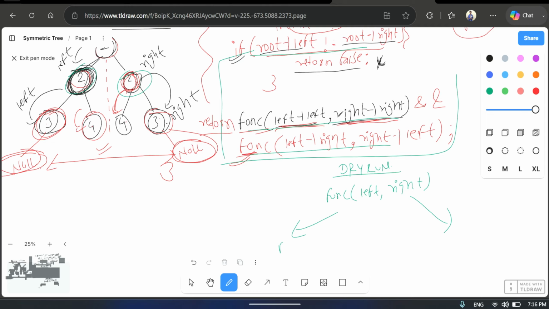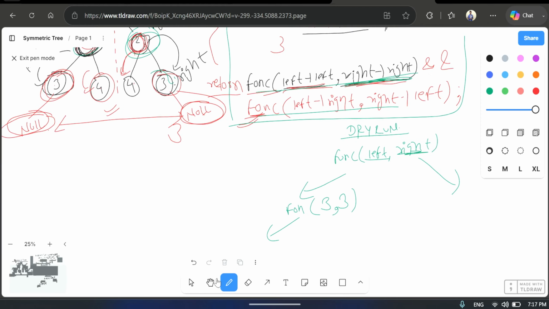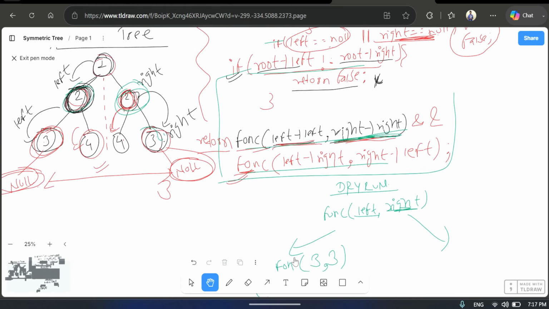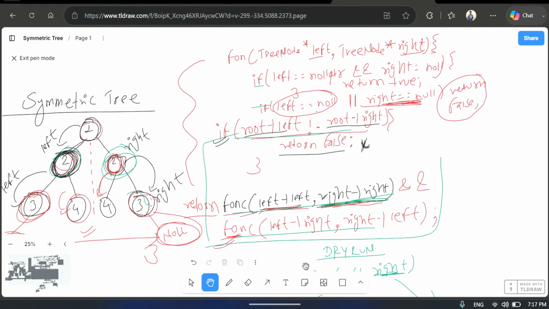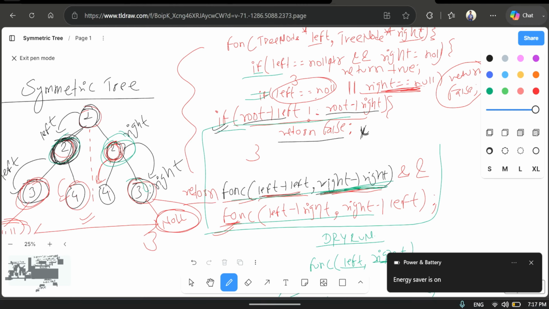In the first function, I am calling my left's left value, which is 3 in this case. 2 is the left value, and then left's value is 3, right? And then what is the right value? The right value is right's right. So the right value is 2, and its right value is 3. So that is the function call. As soon as I call this function, I will go into the function and check if 3 and 3 are equal or not. I will check all of these conditions, and nothing returns anything.